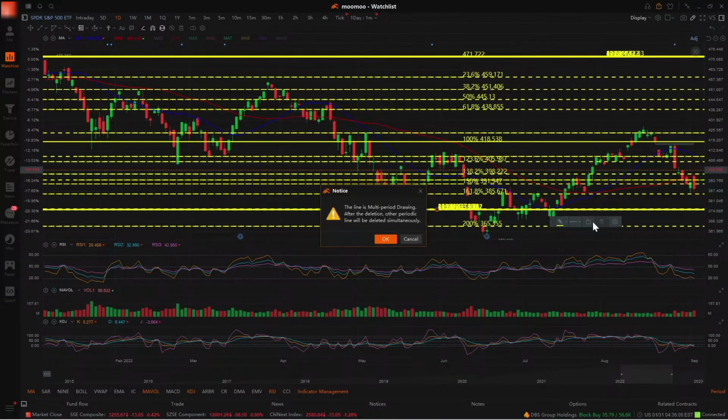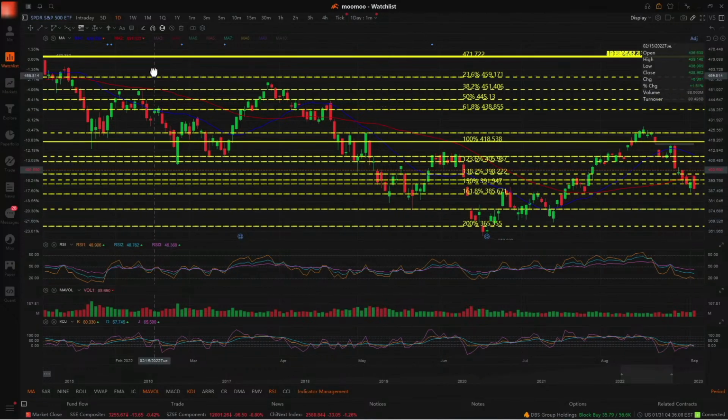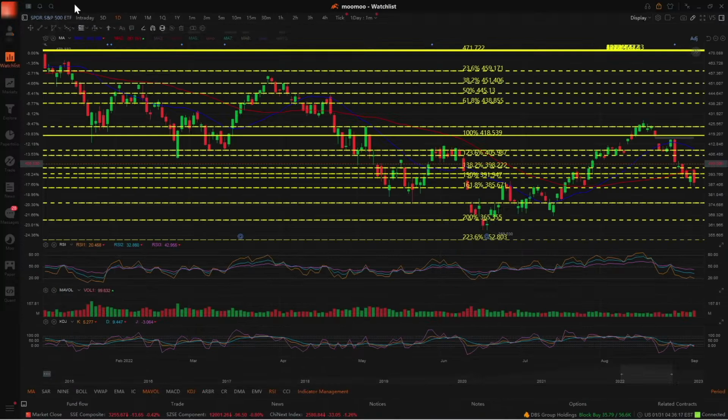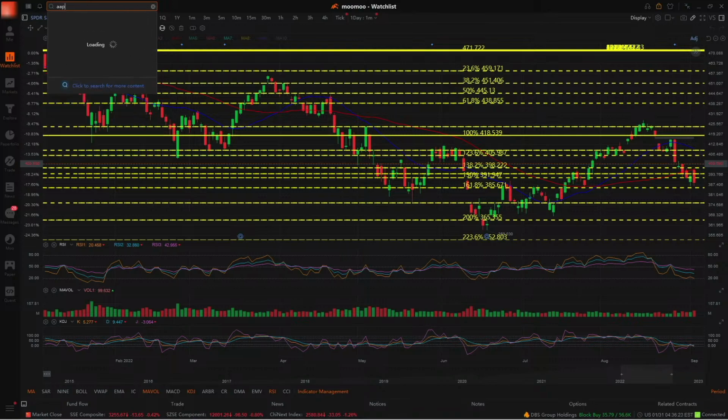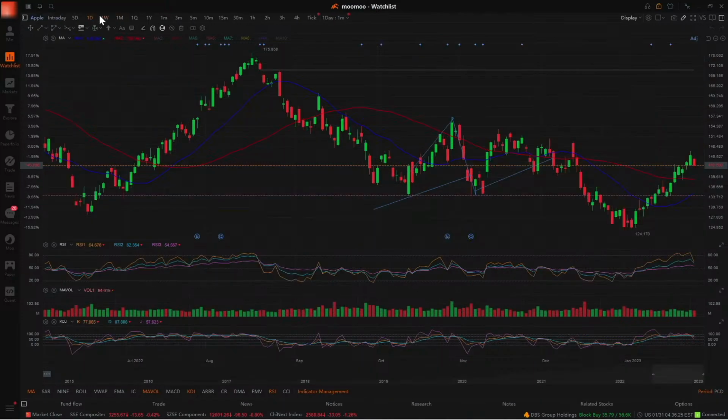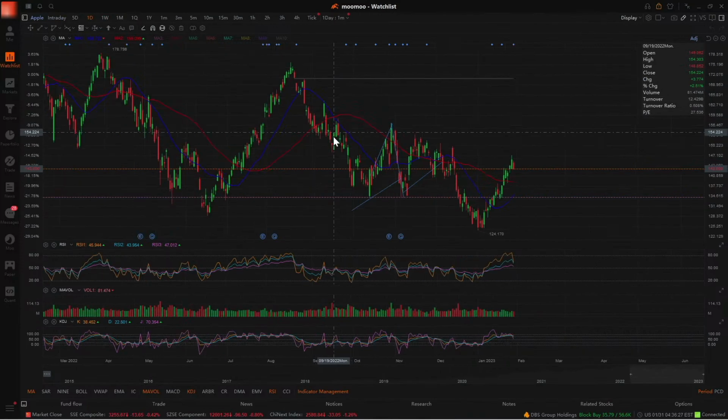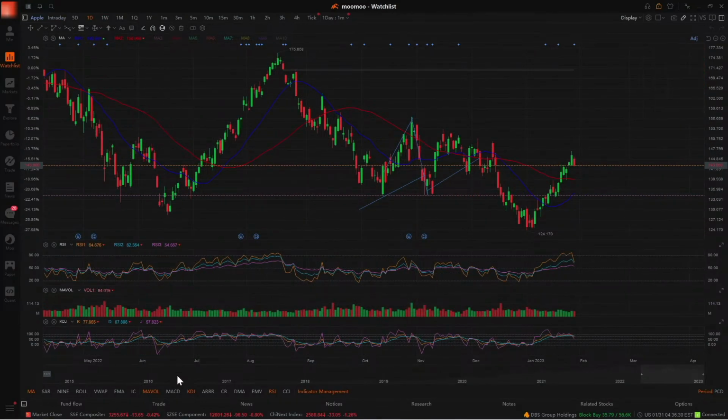Oh, I accidentally created too many lines, but never mind, I'll remove them one by one later. Actually, you can just click on the line and click delete. So maybe let me go to another counter. So these are basically the lines that we have.